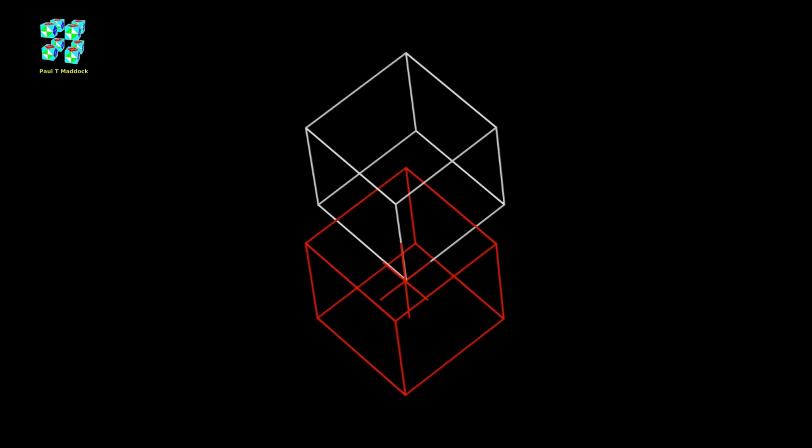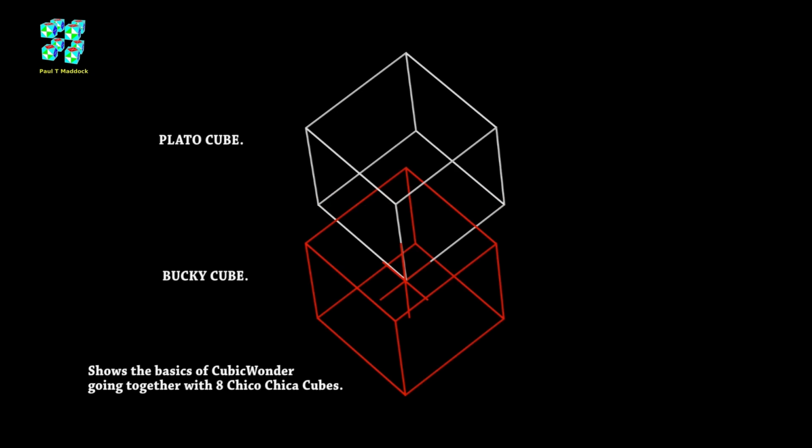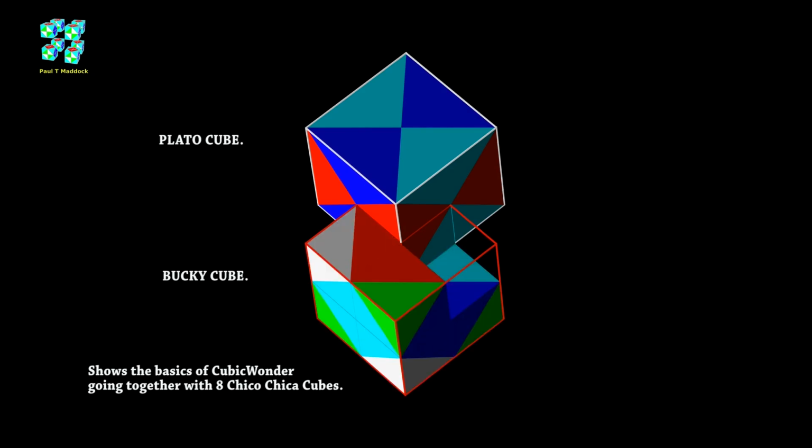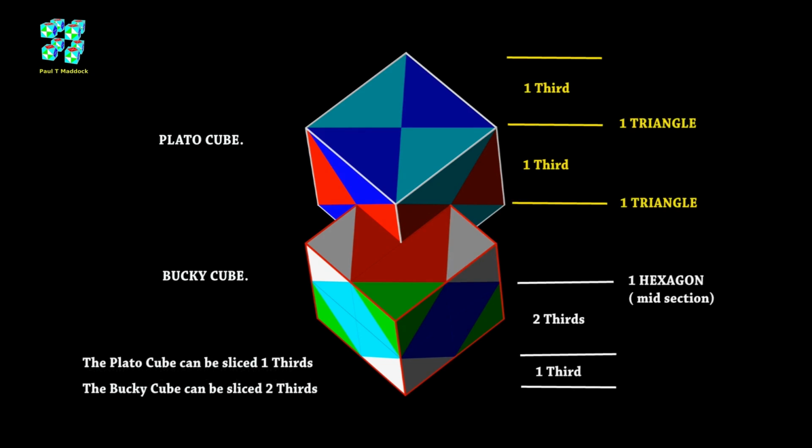Now, for those that are unfamiliar with CubicWonder, we'll start with the Chico and Chica cubes going together. Both the Plato cube and the Bucky cube contain 4 Chico and 4 Chica cubes, and each Chico and Chica cube contains 5 pieces, and they can be solid pieces. A very important feature of these cubes is that they can be sliced, as shown.